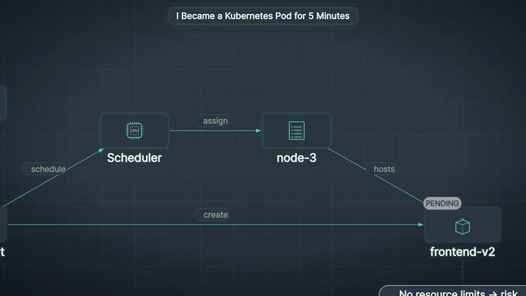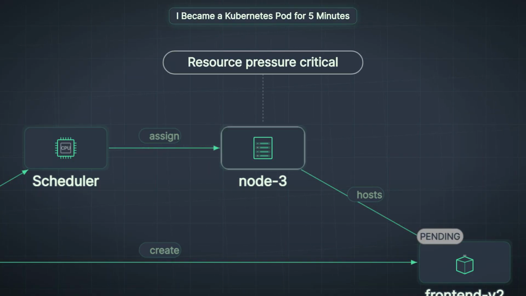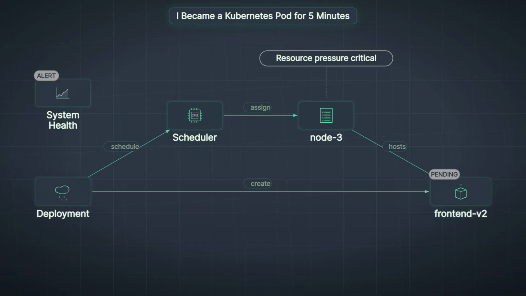Traffic spikes. The pod's CPU usage skyrockets, consuming all available resources on the node. This is the dangerous zone. Resource pressure builds, other pods get throttled, the node runs out of memory, the OOM killer terminates our pod.